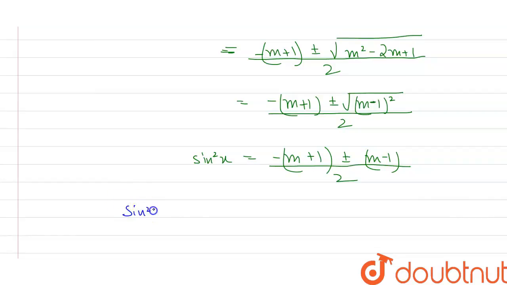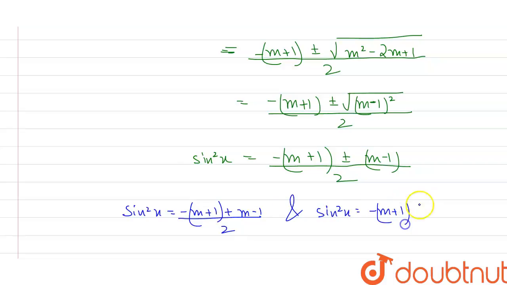My sine square x value, first one will be what? Minus of m plus 1, okay, plus of, this is a positive value, plus of what? M minus 1. M minus 1 here I have divided by what? 2, and I have sine square x equals to what? Minus of m plus 1, right? This minus here, minus of what? M minus 1, divided by what? 2. So first we will find this value here.